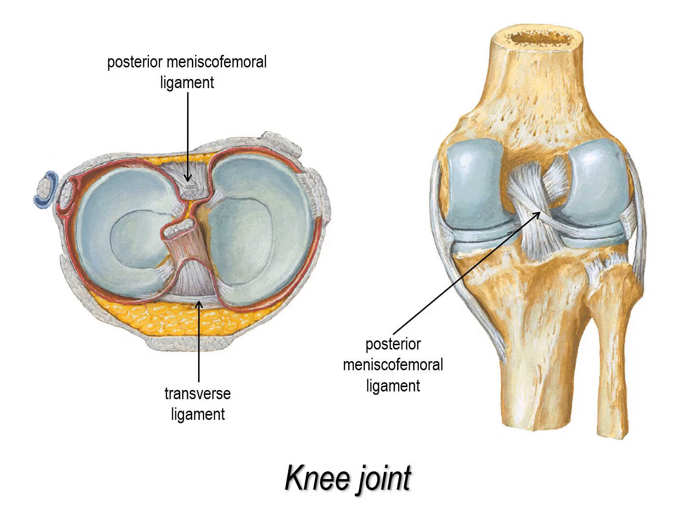The last intra-articular ligament is the transverse ligament. It extends transversally and connects the anterior ends of the medial and lateral menisci. In some cases, this ligament could be absent.